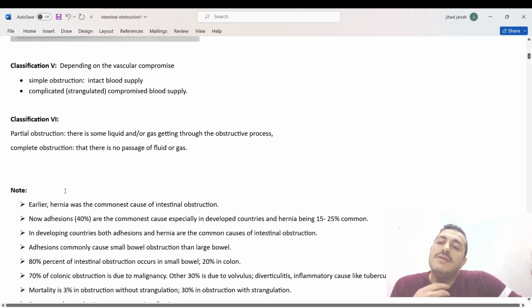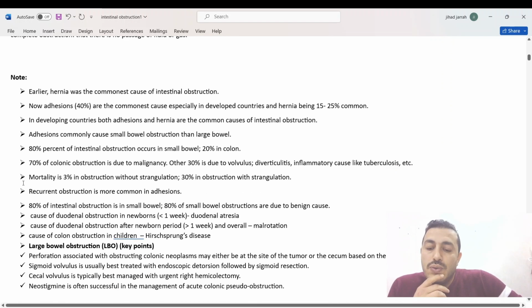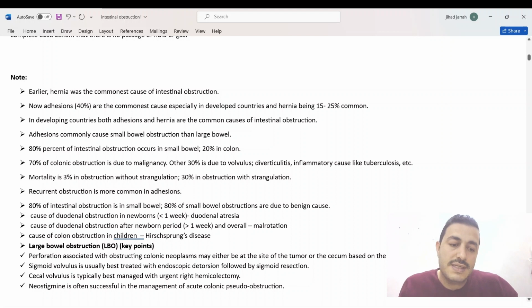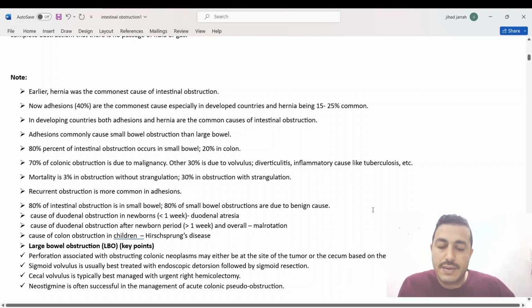Other classifications: is it partial obstruction or complete obstruction? In partial obstruction, some liquid or gases can get through the obstructive process, while in complete obstruction, there is no passage of fluid or gases. Some notes we have to discuss together.